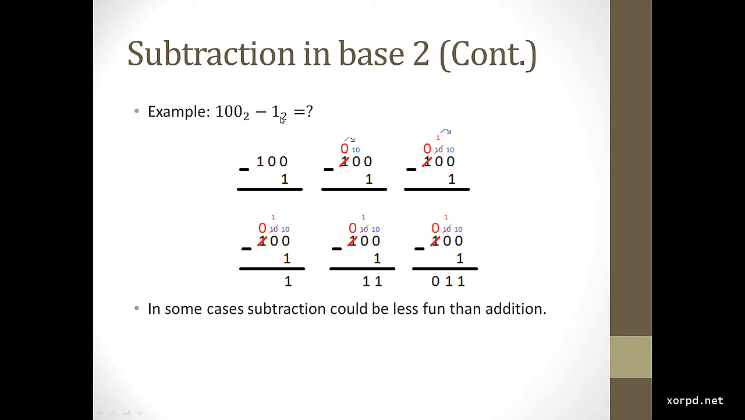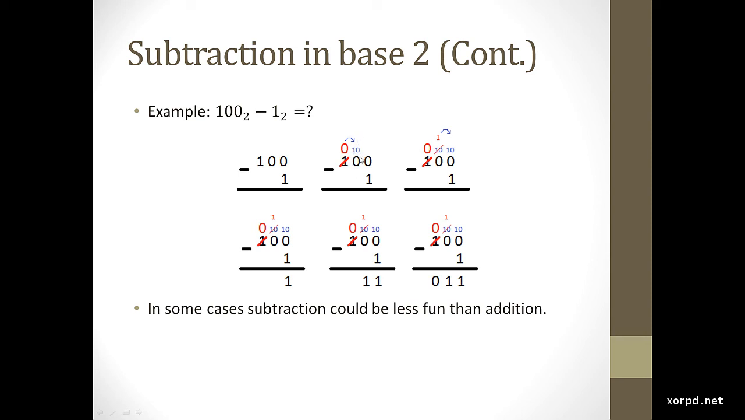100 minus 1. We first write those two numbers vertically and align to the right. Now we want to subtract 0 minus 1. And we can't really do it because 1 is larger than 0. The solution is to borrow from one of the higher digits. So we borrow from this digit, which is the first 1 digit inside this number. The borrowing changes this digit from 1 into 0, and then we get 10 units in the next position.